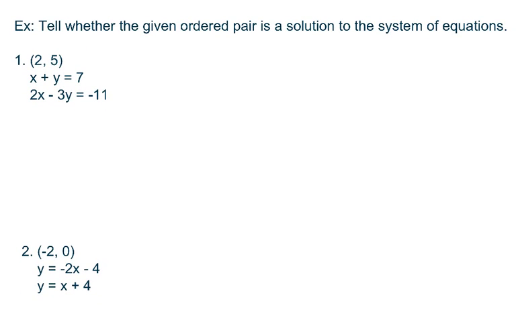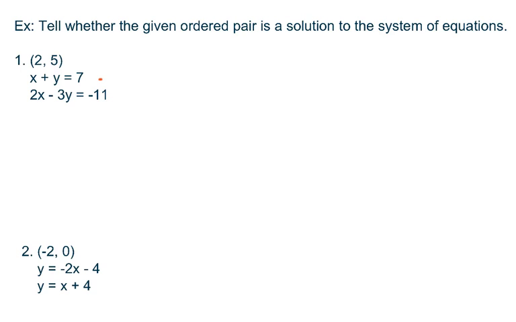Tell whether the given ordered pair is a solution to the system of equations. So the ordered pair that they give you is (2, 5), and then the system they give you is x plus y equals 7, and 2x minus 3y is equal to negative 11. Now, if it's a solution, it's going to satisfy both equations. So what we need to do is plug 2, 5 in for x and y into both equations. And what we really need to do is just do one at a time, because if it doesn't work for the first one, we don't need to go and check the second one, because it's got to work for both. If it doesn't work for the first, it doesn't matter if it works for the second or not. It's got to satisfy both.